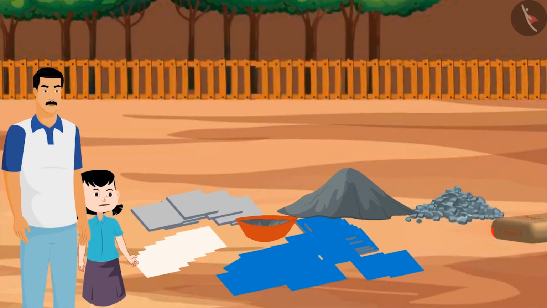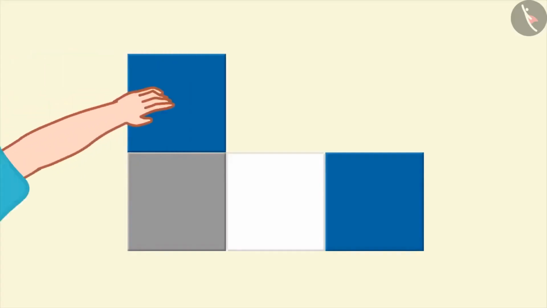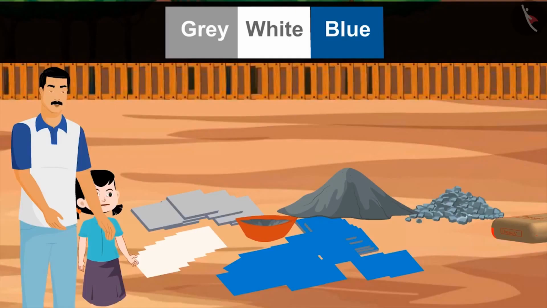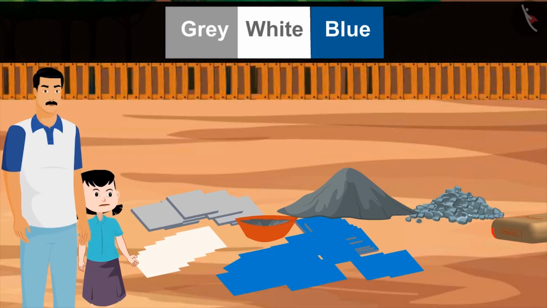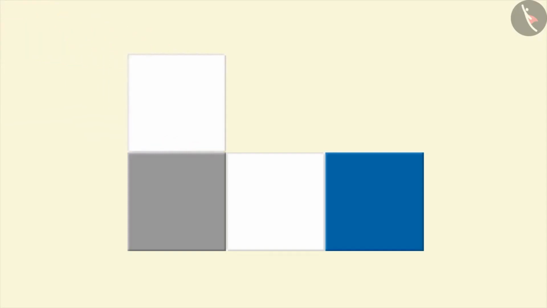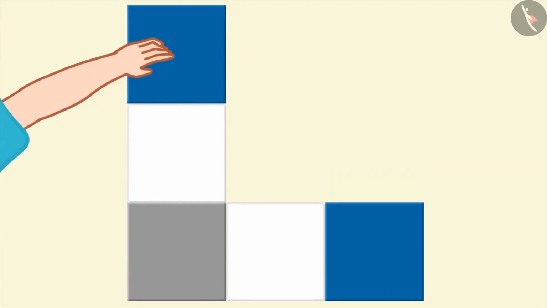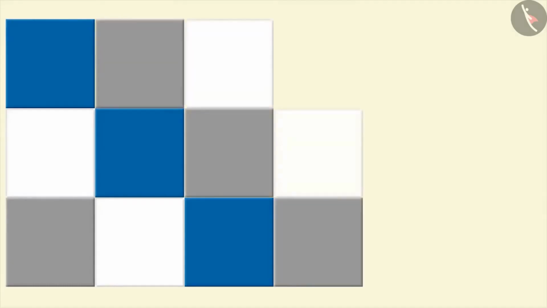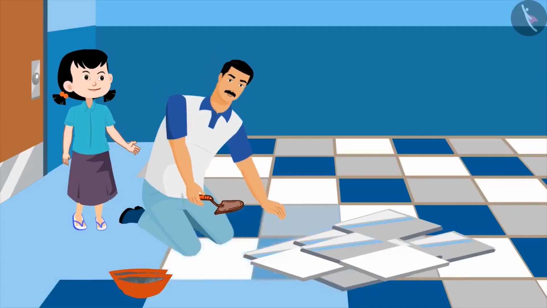Okay, Uncle, now can I put the tile? Yes, of course. No, not like this. The order of placing tiles over here is gray, then white, then blue, and then after blue again gray. Using this pattern, the whole floor will be tiled. So here, near the gray tile, we will place the white ones. Now is it okay? Come, let's finish the pattern of the floor.